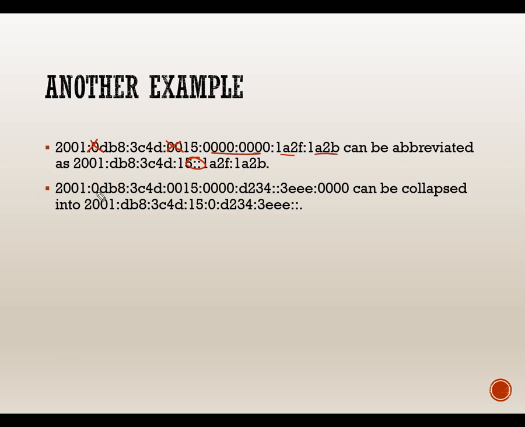Another one here, we are going to drop the leading 0, db8, then 3c4d:0015, we drop the leading zeros, and here we drop the leading zeros. We have to keep one of them again because we can only use the double colon one time. 3EE and then a double colon. We can end the address with a double colon.